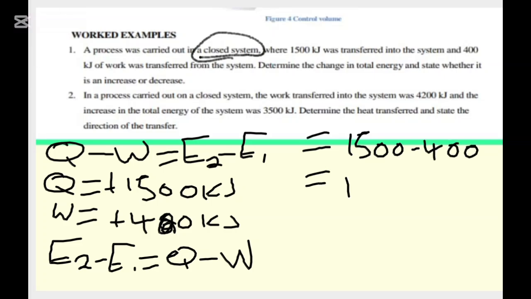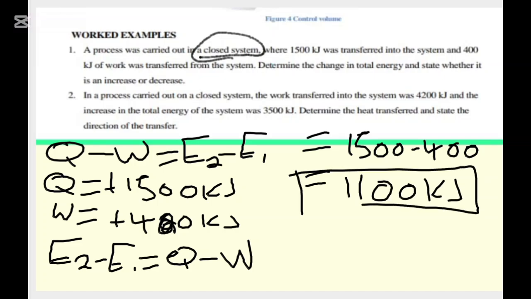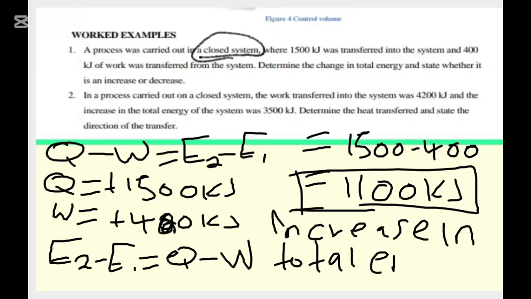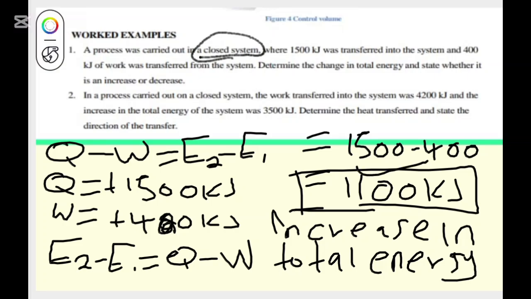So this is the same thing as 1100 kilojoule. So this is the final answer. This 1100 kilojoule is an increase in total energy. It increases in total energy. So therefore, this is the final solution to this first question.